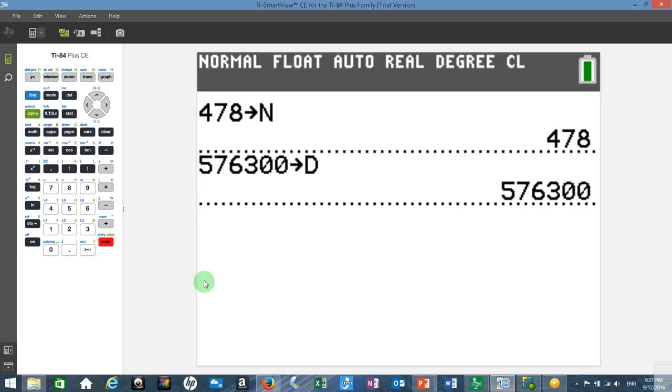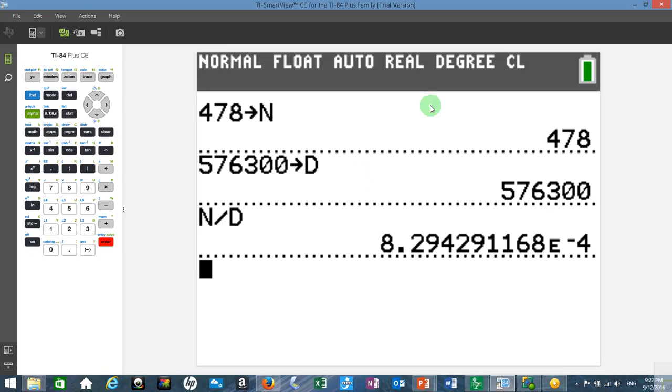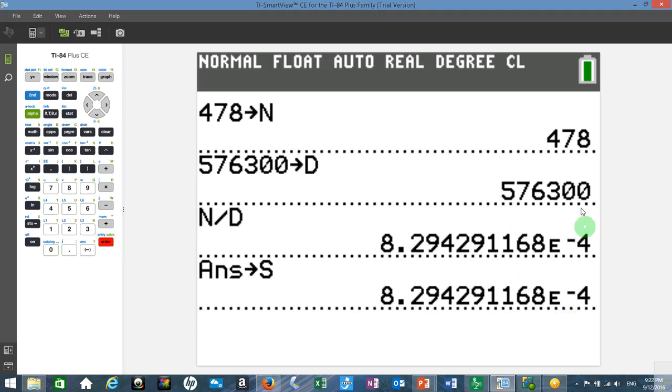And now you just take alpha N divided by alpha D. And that is that number right there. And you can store that number. Let's say you want to store that number as a solution. Stow alpha S for solution. Enter. And that's how you use the stow key.